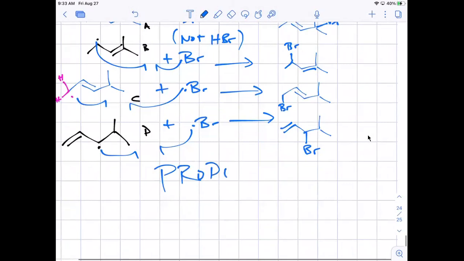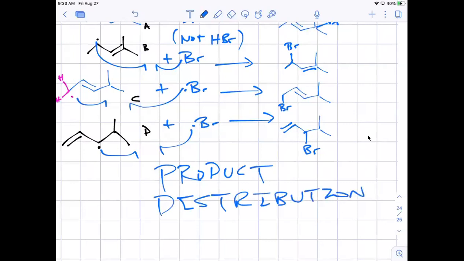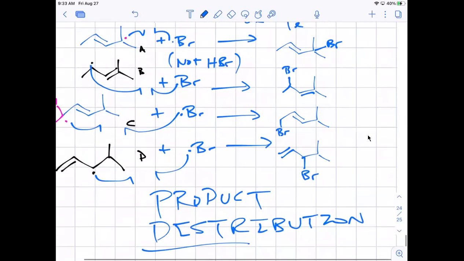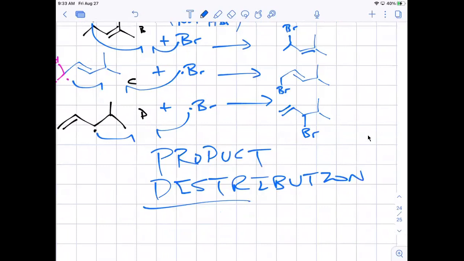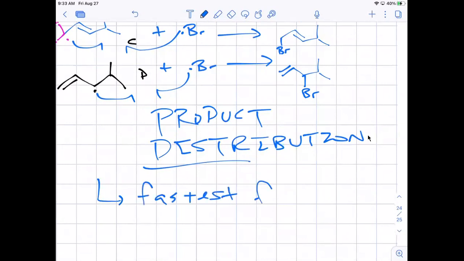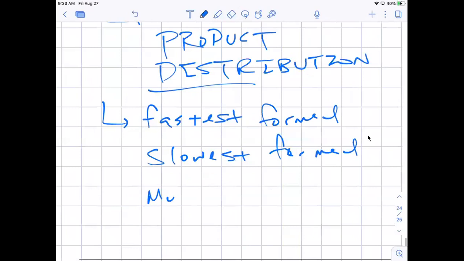What does that mean? Anybody? Making different products. Yeah, it's the percentages or the ratio of the different products. Now we're going to talk about that from a different perspective, because here I want to talk about the fastest form, the slowest form, and we'll talk about the most stable and the least stable.